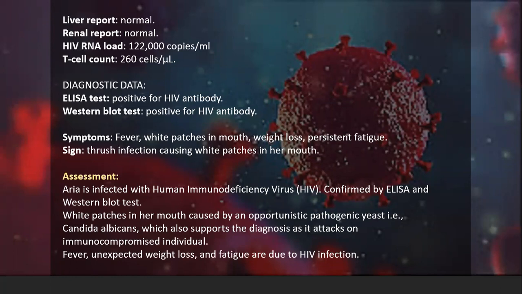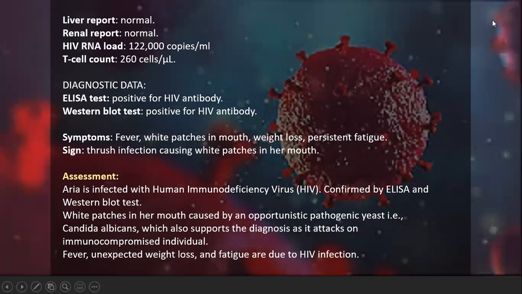For the purpose of diagnosis, ELISA and Western blot tests both are done and both show positive for HIV antibody. Her symptoms of fever, white patches in mouth, weight loss, and persistent fatigue show a sign of thrush infection causing white patches in her mouth.